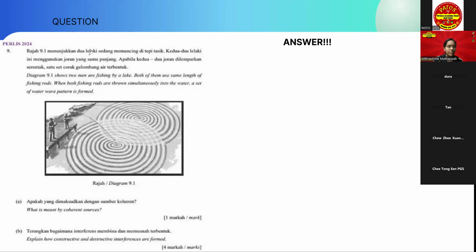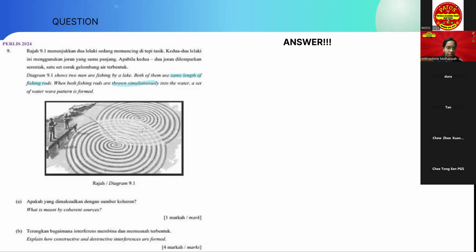Okay, first, before answering the question, you have to remember to identify the keywords. So let's read this question first. Diagram 9.1 shows two men are fishing by a lake. Both of them use same length of fishing rods. When both fishing rods are thrown simultaneously, simultaneously means thrown at the same time, not at a different time, into the water, a set of water wave pattern is formed. You can see here the water wave pattern that is formed.